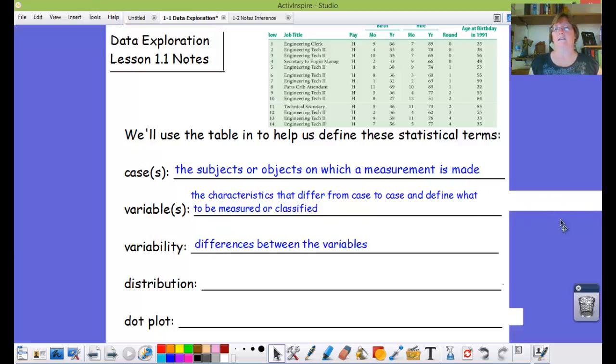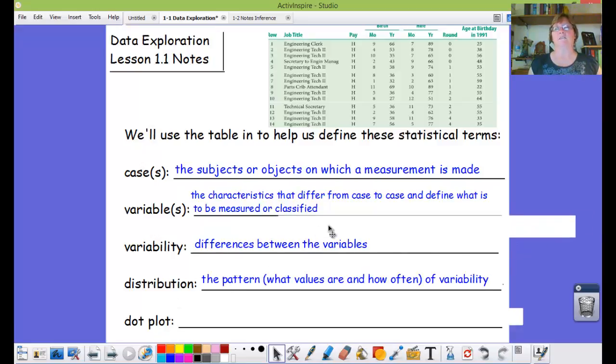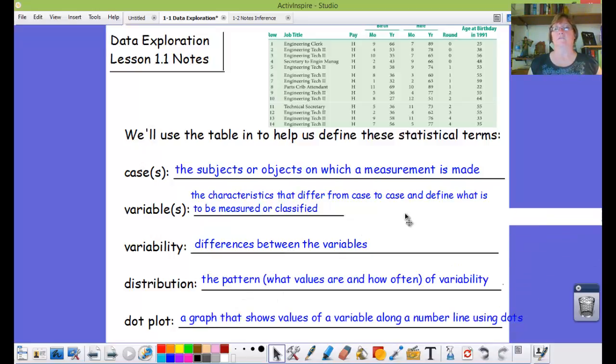Variability in a data set are the differences that the variable can take on. And you might consider this, that variable job title, there are several titles in here. A distribution, folks, we use that term a lot. A good definition of a distribution is the pattern of variability, what those values are and how often they occur. A dot plot is a clever tool for showing variability along a number line. Now we're going to take a look at a dot plot here in just a moment.